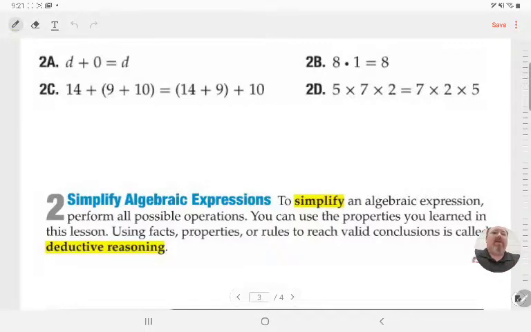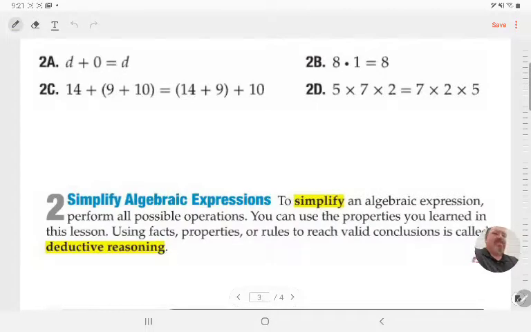All right, now go ahead and pause and try 2A, 2B, 2C, and 2D, and let's see how you did. On these, I want you to just identify the property. What type of property is used in these four? Pause the video. All right, let's see how you did.